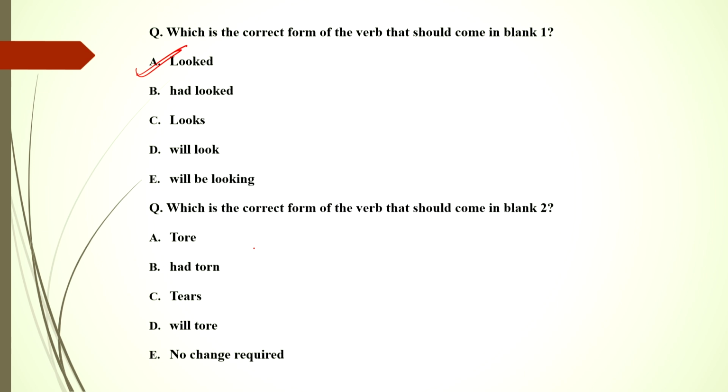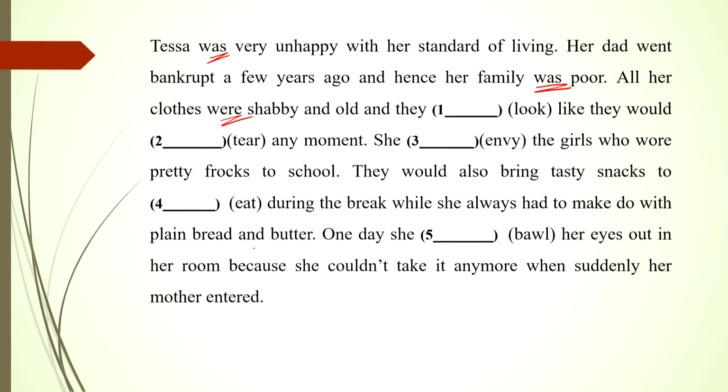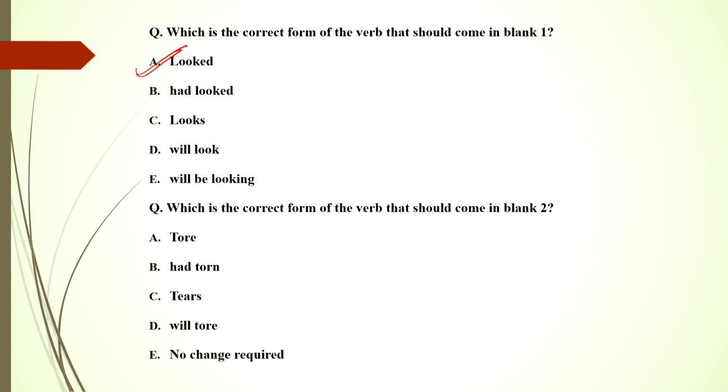Which is the correct form of the verb that should come in blank 2? So, if you observe carefully, before blank 2, the modal auxiliary would is used. Hence, after it, you should use the bare infinitive, that is the base form of the verb, that is the verb's first form. Hence, the base form of the verb tear is tear itself. Hence, no change is required. The word provided after the blank is itself the correct form. Hence, option E is the correct answer choice.